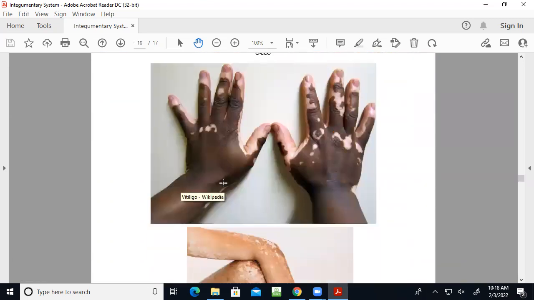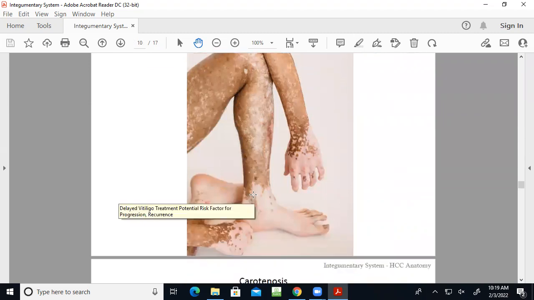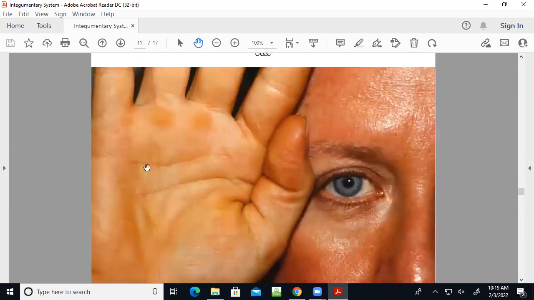Here's a couple pictures showing you vitiligo, where we are seeing losses of that dark complexion in the fingers, in the arms and legs. Can be very tough on the individual. You start to lose that normal skin coloration, and it can lead to a lot of emotional and tough things to think about.